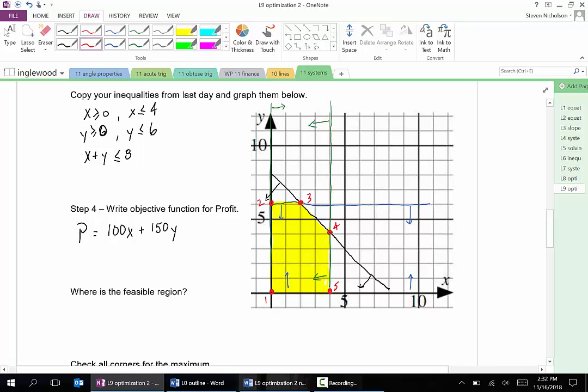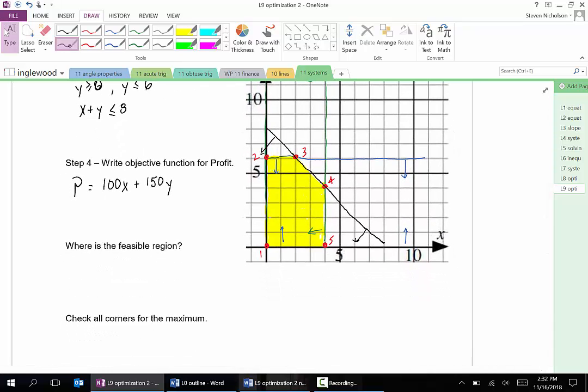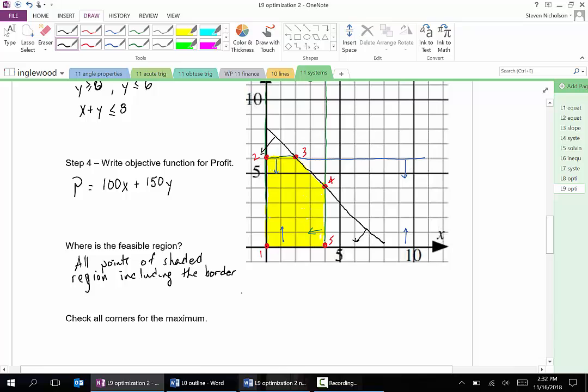In order to solve this problem, we only have to figure out 5 points. So again, where's the feasible region? Where are the answers going to be? Well, I guess the true answer is all points of the shaded region including the border. But as I said, that's a lot of points. That's an infinite amount of points. We're just going to check all the corners for maximums. So that's a different question.